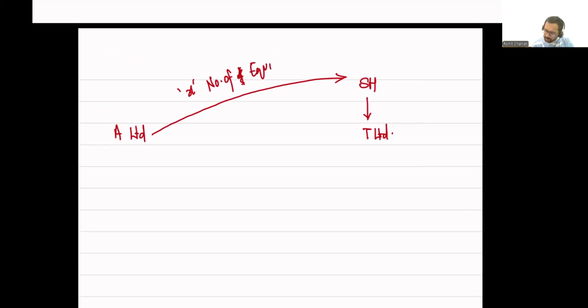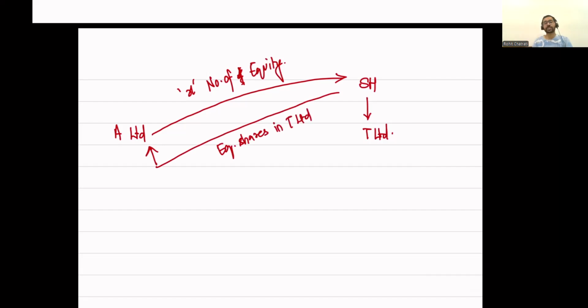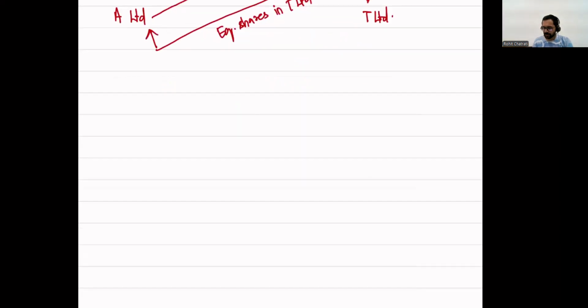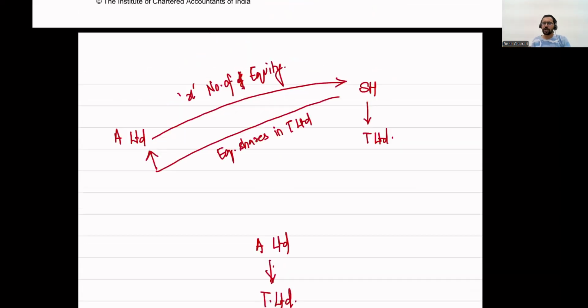And what these shareholders will have to do is transfer the ownership of T Limited shares to A Limited. All right. So A Limited will basically receive equity shares in T Limited. After this transaction, A Limited will become the shareholder of T Limited, will be owning all the shares in T Limited, and T Limited is going to become a wholly owned subsidiary of A Limited.